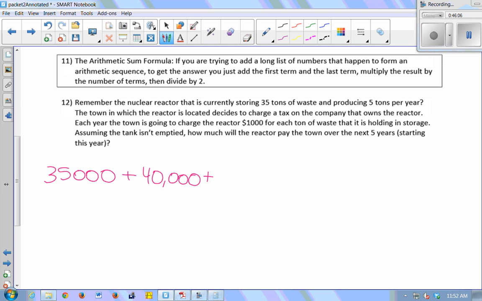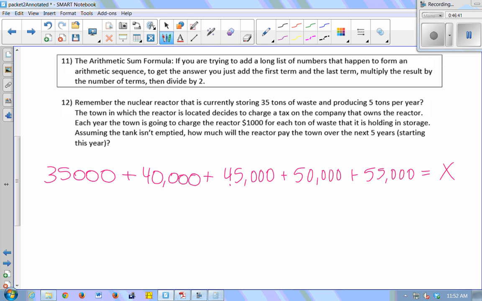Right? And then the following year, they're going to have 45 tons, which means they're going to have to pay the town $45,000. And then they're going to have to pay $50,000. And then they're going to have to pay $55,000. Question is, what does that add up to? So in this case, we could just type it all in the calculator because there's only 5 numbers, right, which isn't too bad. But let's just use our formula for practice, and we'll check by just adding it up and see if the formula works.